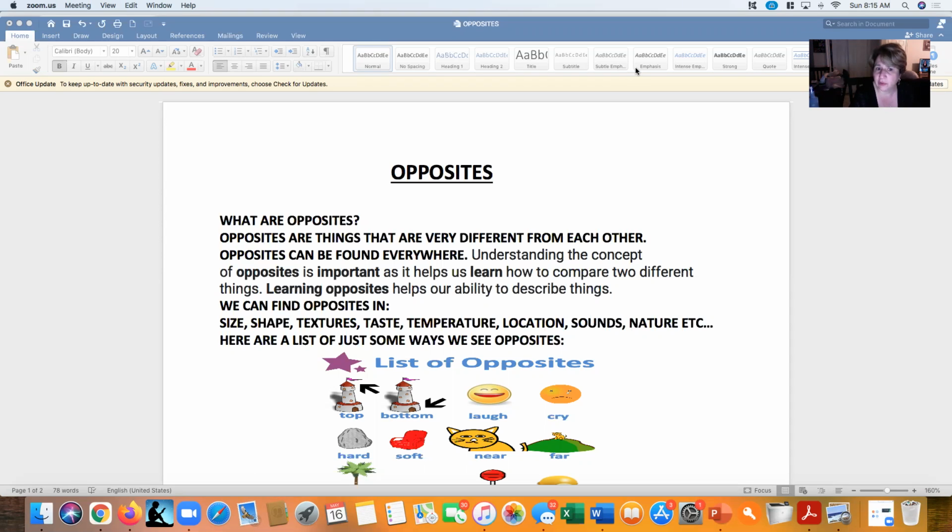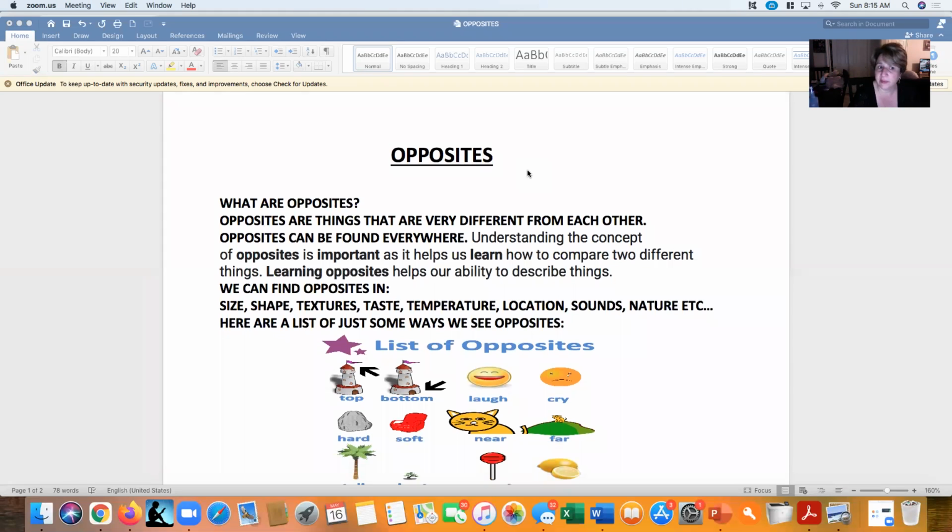Today we're going to learn about opposites. Let's look up here on the screen together and find out what opposites are. What are they? What are opposites? Opposites are things that are very different from each other. Opposites can be found everywhere.